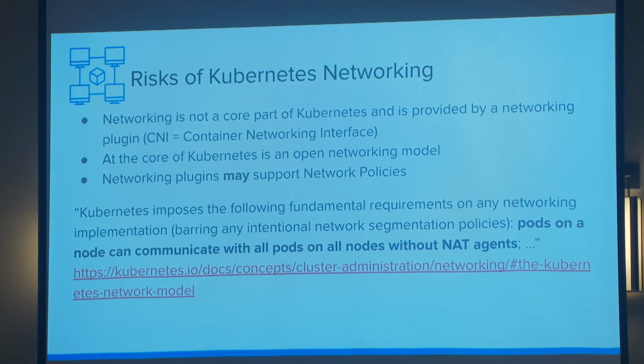Networking. Networking in Kubernetes is an interesting thing, partially because networking is not a core capability that Kubernetes provides. There are these things called networking plugins or CNIs, and this is the component that is actually doing the networking. And you can plug in or use different CNIs depending on your needs. At the core of the Kubernetes networking model, though, is basically a premise that all of the nodes need to be able to talk to each other without any restrictions or NAT agents in between, etc.